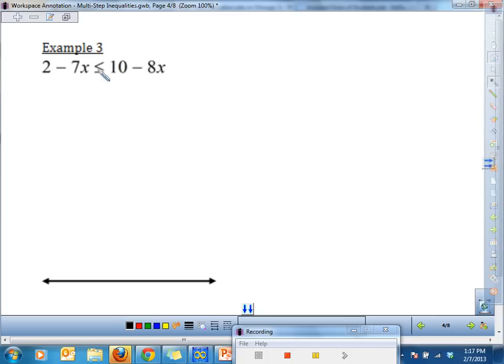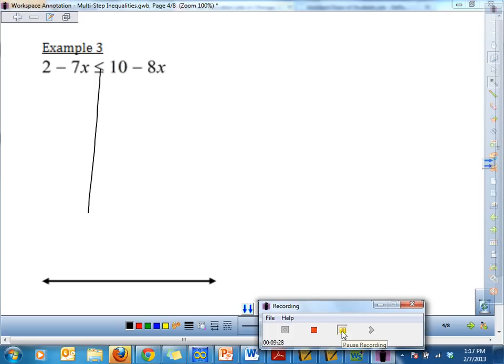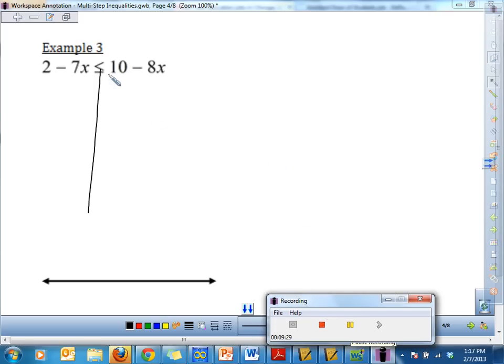Alright, in example 3, I need to say, okay, are both sides simplified? So I'm going to draw a line down my inequality sign. I'm looking at my left side, and I notice I have no distributing and no combining terms. On my right side, I have no distributing and no terms to combine. So I'm ready to start to solve for the variable. Now, we talked about when you solve for the variable, it'll be a little bit easier for you if you try to get your variables on the left-hand side.